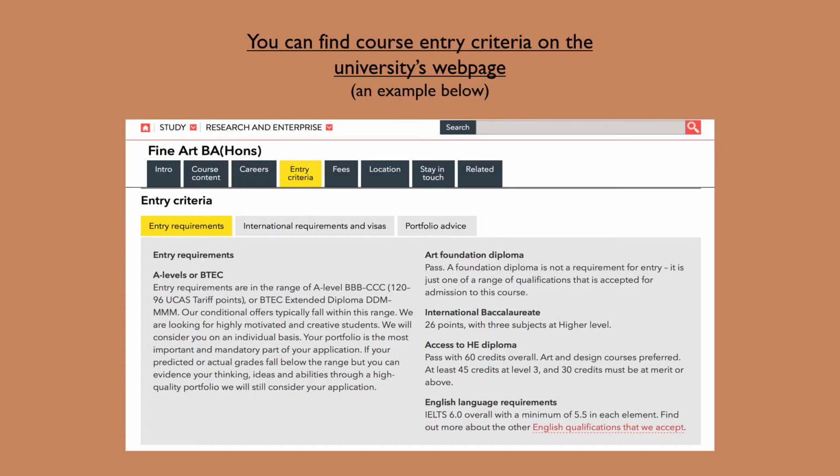If you want to know where you can find entry requirements for the courses that interest you, you can find them on the website pages. So you can see an example below, which is for the University of Brighton's Fine Art degree for the BA course. And you'll notice in the entry requirements that it mentions you need UCAS points. And don't worry if you don't know what UCAS points are, I'm going to explain that for you now.